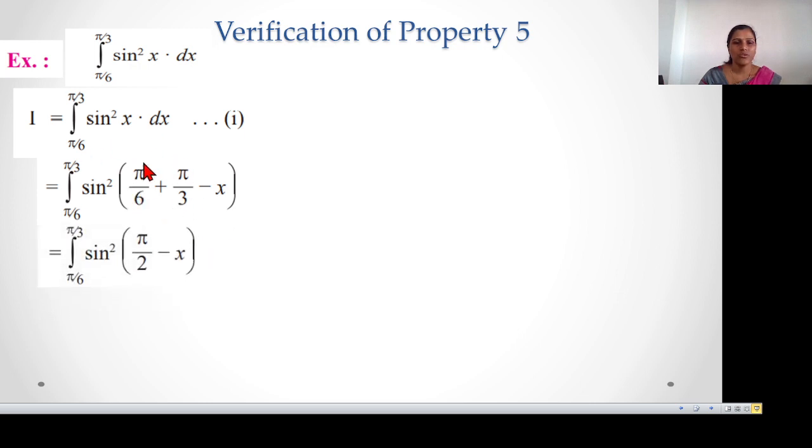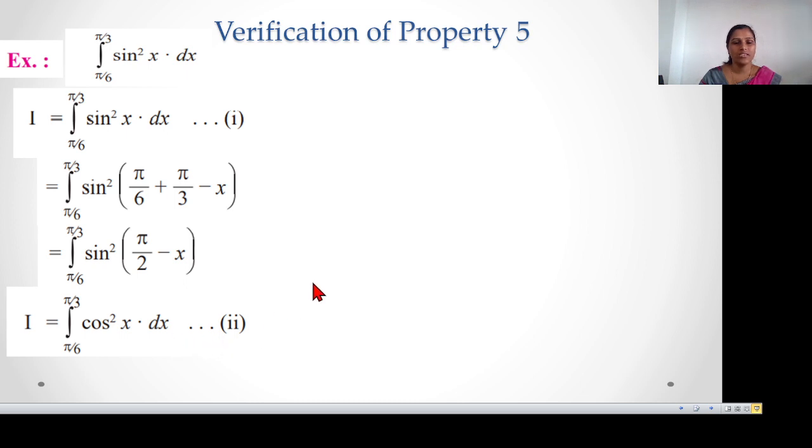Everyone knows that when these two terms are added, we get pi by 2 here, so sine square of pi by 2 minus x. And we know that sine of pi by 2 minus x is cos x. So instead of this term, we get cos square x dx as the I value.